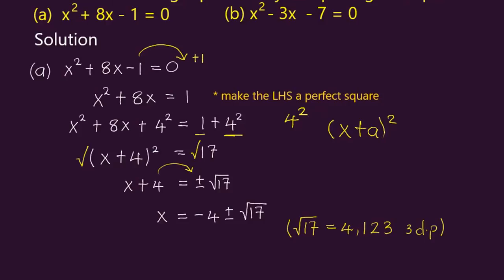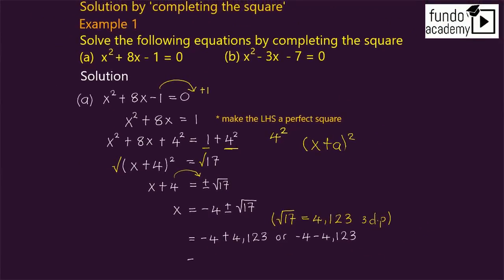So that means that our solutions will be minus 4 plus the square root of 17, but we will be using 4.123, so it's minus 4 plus 4.123, or minus 4 minus 4.123. And if we simplify this, then we'll be having our solutions as 0.123 or negative 8.123. So that's simply how we solve quadratic equations by completing the square.